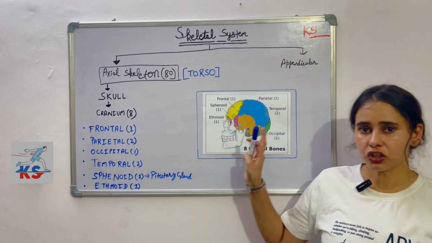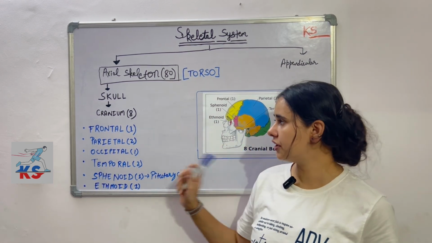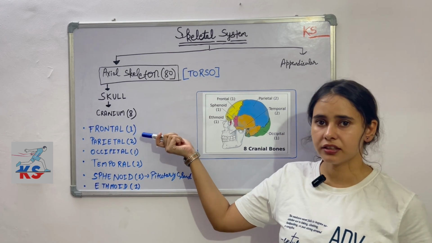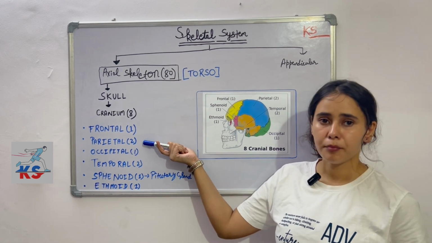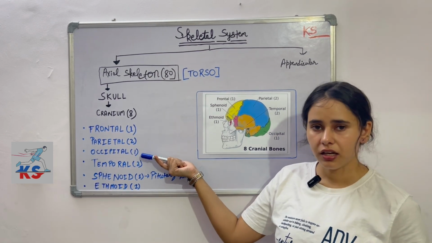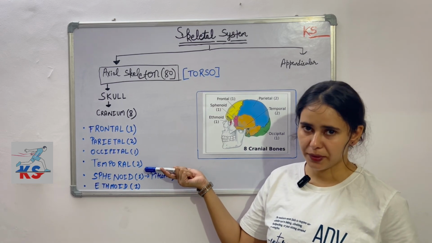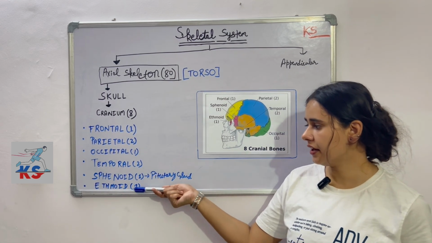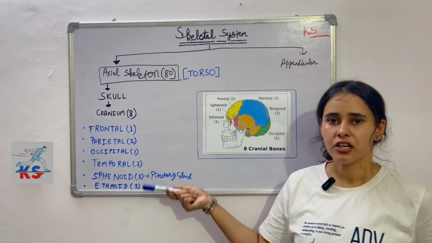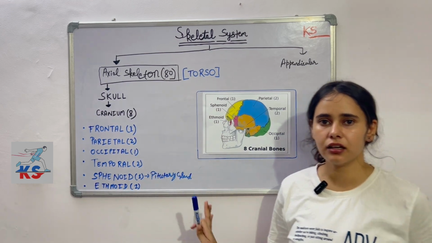Okay, these are the total 8 bones of the cranial cavity. First is frontal, the unpaired bone. Parietal, paired bone. Occipital, unpaired. Temporal, paired. Then sphenoid and ethmoid, both are unpaired. So these are the total 8 cranial bones.